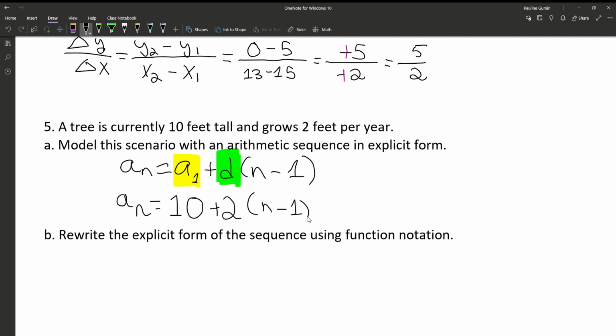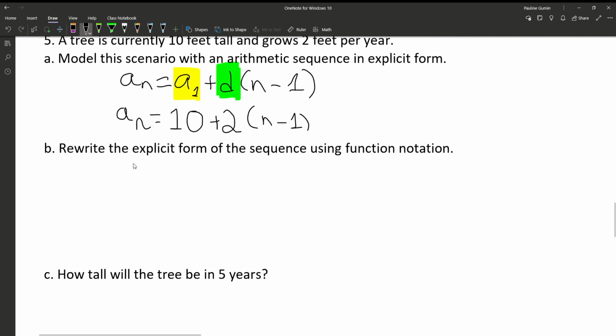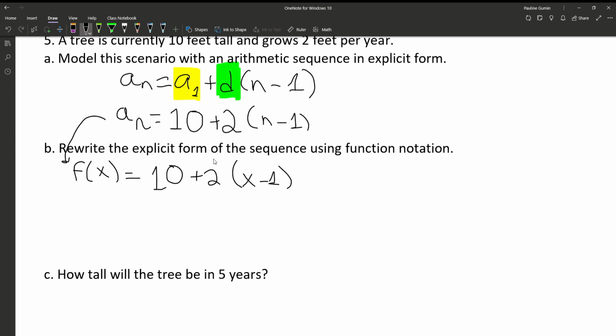Success. Next, let's rewrite it in function notation, so as a function. The first thing that I'm doing is I am taking this formula and I'm rewriting it using function notation, so f of x, and I'm plugging in x's instead of n's. After this, we're going to simplify it. Okay, now, let's get rid of those parentheses. Let's combine some like terms. So in order to get rid of those parentheses, we're going to distribute that 2. And we're going to do that through multiplication.